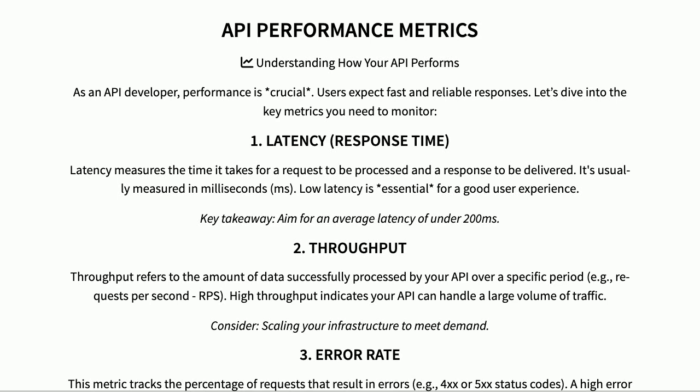And finally, we have error rate. This tells us how often things go wrong. Keeping an eye on all these metrics will help you spot performance issues and make sure your API delivers a fantastic experience for your users.